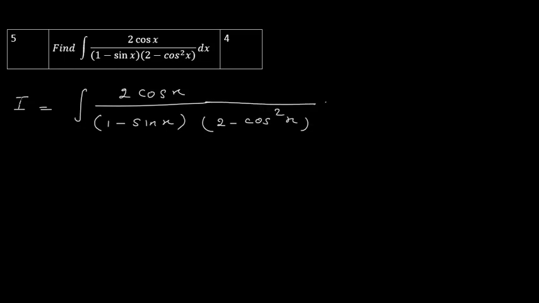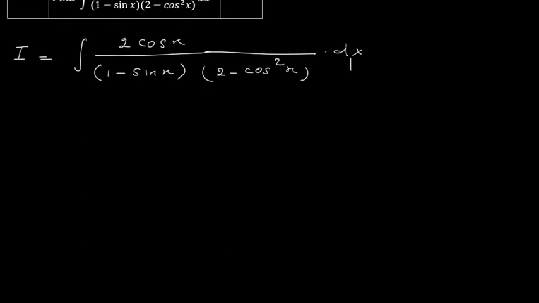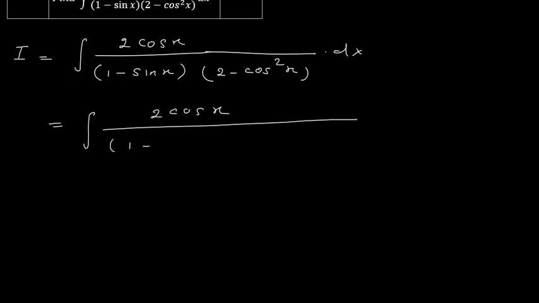So what we should do first? We should first convert this cos square x in terms of sin square x. So how do we do that? We know that cos square x is 1 minus sin square x. So let us write that. So this is 2 cos x divided by, in one bracket I have 1 minus sin x, and in the second bracket 2 minus this cos square x, which I will write as 1 minus sin square x.